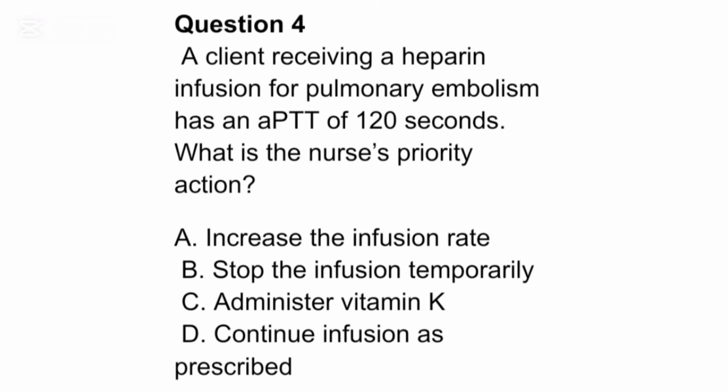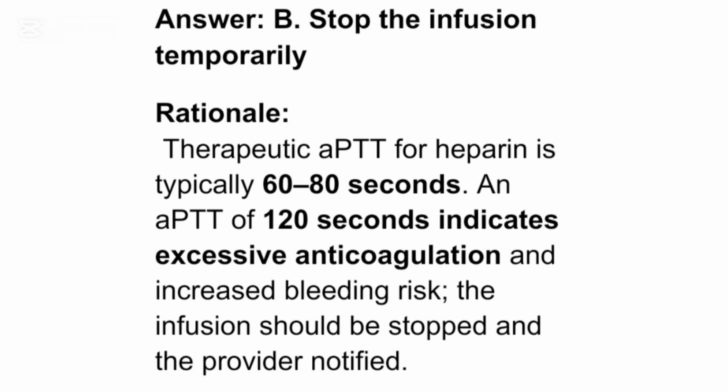Question 4. A client receiving heparin infusion for pulmonary embolism has an APTT of 120 seconds. What is the nurse's priority action? A. Increase the infusion rate. B. Stop the infusion temporarily. C. Administer vitamin K. D. Continue infusion as prescribed. Answer. B. Stop the infusion temporarily.